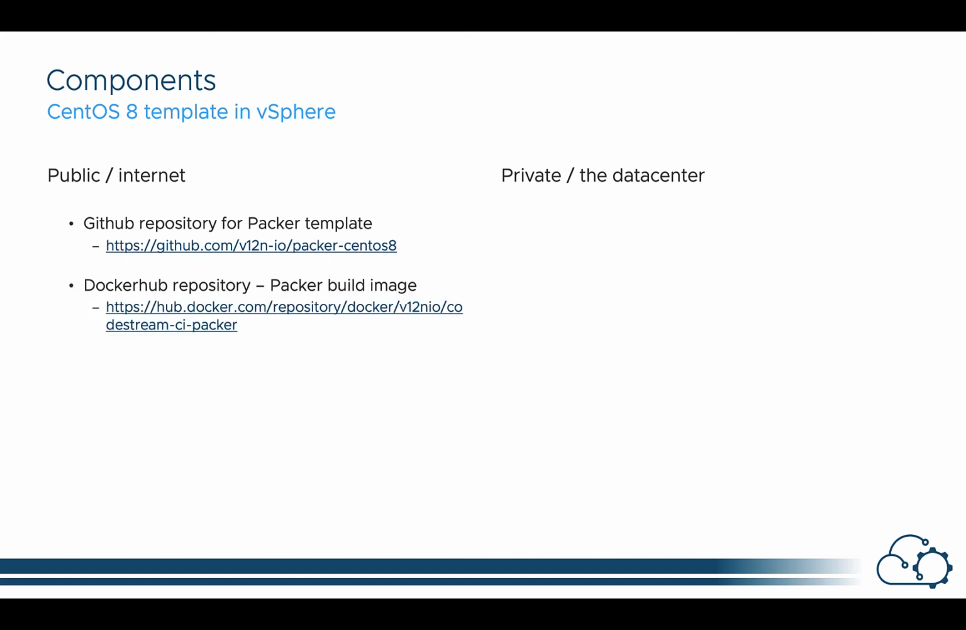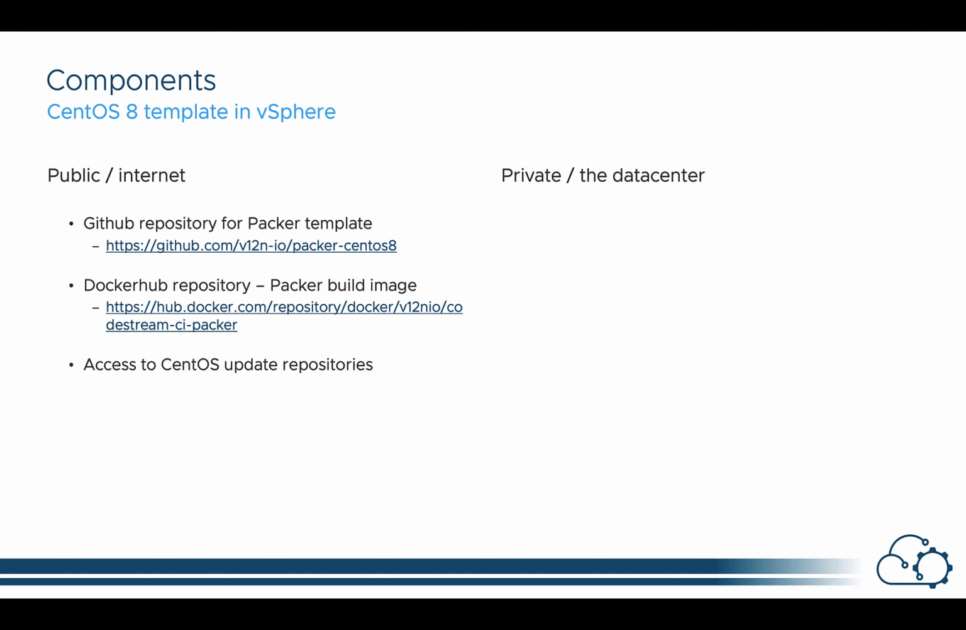So for that reason, I also need a Docker Hub repository that hosts a build image. This is used as part of the pipeline within CodeStream to execute certain commands and functions. And I've built this image specifically so that it contains the most recent version of HashiCorp Packer already embedded into the image.